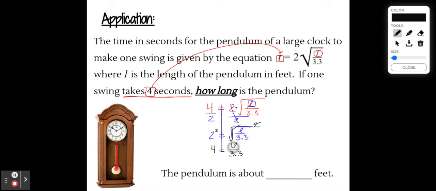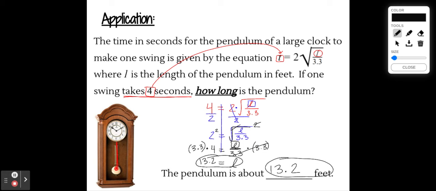All right, now my last step here is to get this L by itself. I see it's being divided by 3.3, so the opposite would be to multiply by 3.3 to both sides. So that will cancel, and we get length of the pendulum is equal to 4 times 3.3. And with a calculator, that's 13.2. So the pendulum is about 13.2 or 13 and 2/10 feet long.